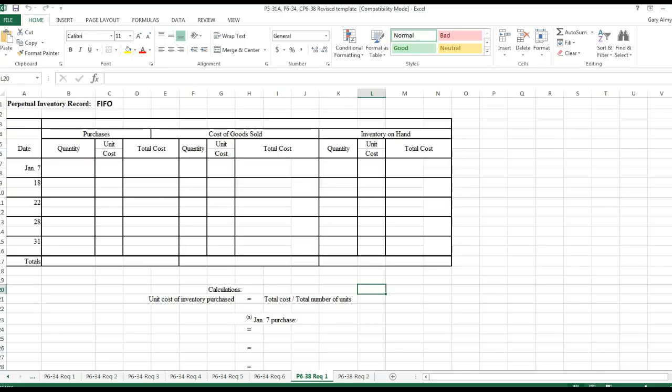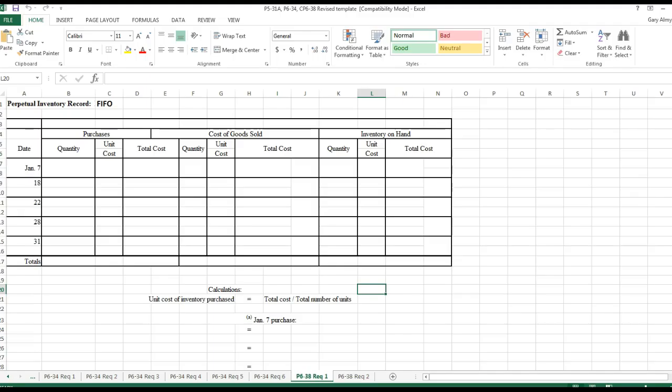Hi everyone. Okay, now we're going to take a look at problem P6-38 that starts on page 368 of the text. In this particular problem, we are basically doing the same thing that we did in the previous problem, except for it looks a bit different.